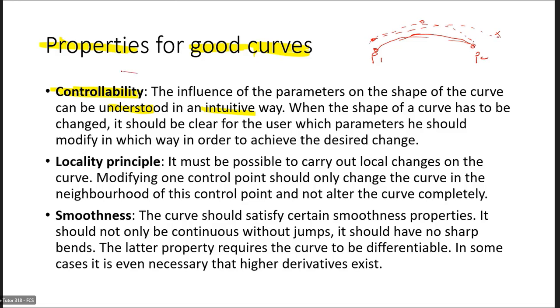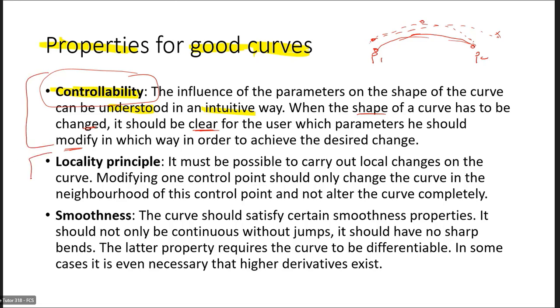So here we have the controllability. You can control the curve. When the shape of the curve has to be changed, it should be clear to the user which parameter should be modified. So this is for the controllability.